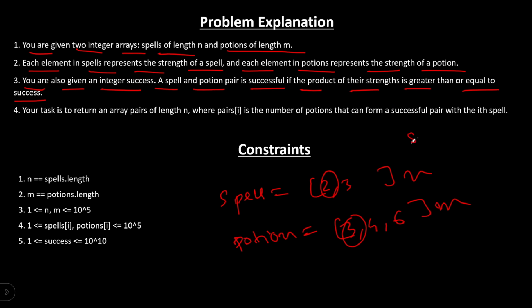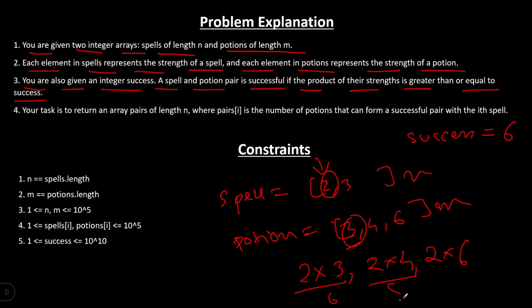Okay, so you have been given a success variable and it has a value, suppose 6. The product of the spell and the potion has to be greater than or equal to the success value. That means if I take 2 from here, I have to multiply 2 with 3, 2 with 4, and 2 with 6. Here we can see that 2 into 3 is 6, 2 into 4 is 8, and 2 into 6 is 12. All of these three products are greater than or equal to 6. Therefore, for this particular spell with strength 2, the answer would be 3.